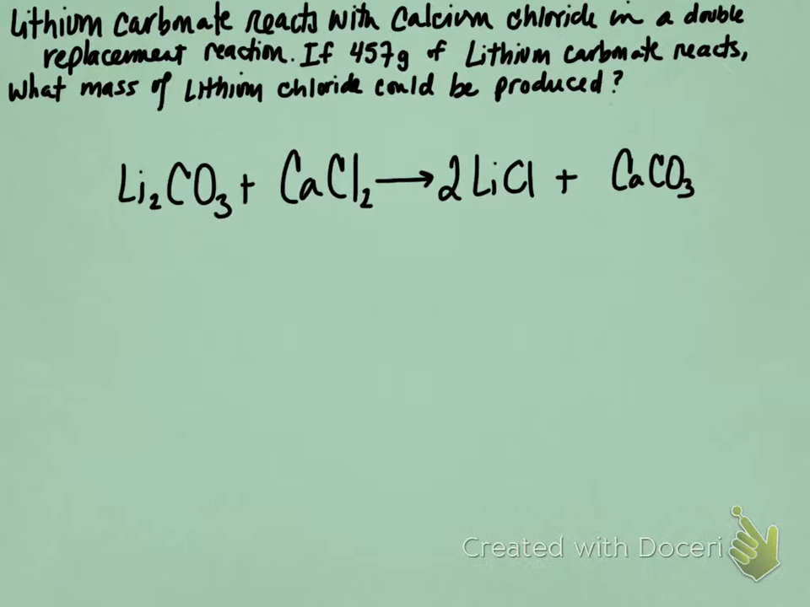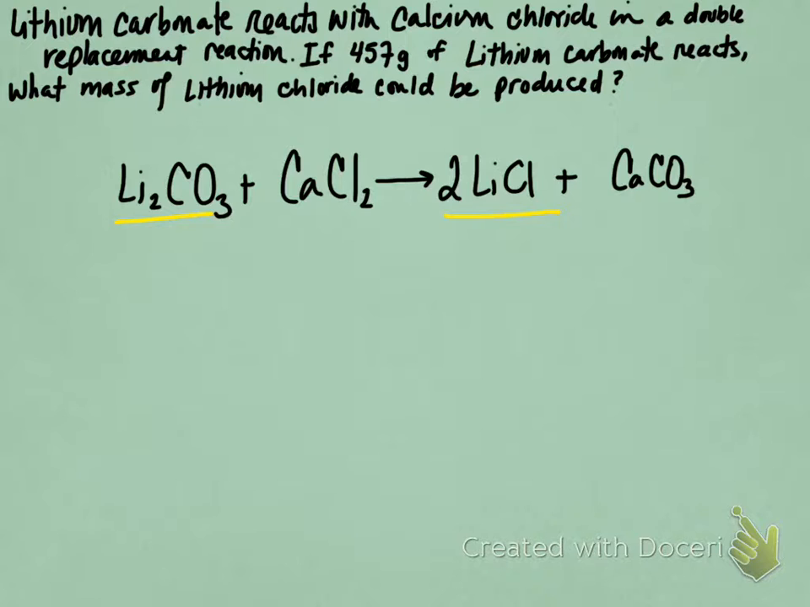Okay, we have our balanced chemical equation. Notice that here we had to not only write the equation, we had to predict the products and write correct formulas, so those are skills that you have to continue to use. Now we're down to the point where we're told that 457 grams of the lithium carbonate react. That would be this, and we want to know what mass of lithium chloride can be produced. That'd be that.